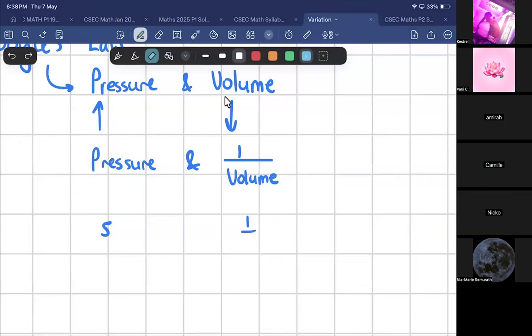Let me show you what happens. When you increase the pressure, the volume will decrease. We know that. Let's say the pressure is 5 and the volume is 1. Let's say the pressure is 10. And now the volume is 1 over a half. What's 1 over a half? Somebody tell me, what's 1 over a half?